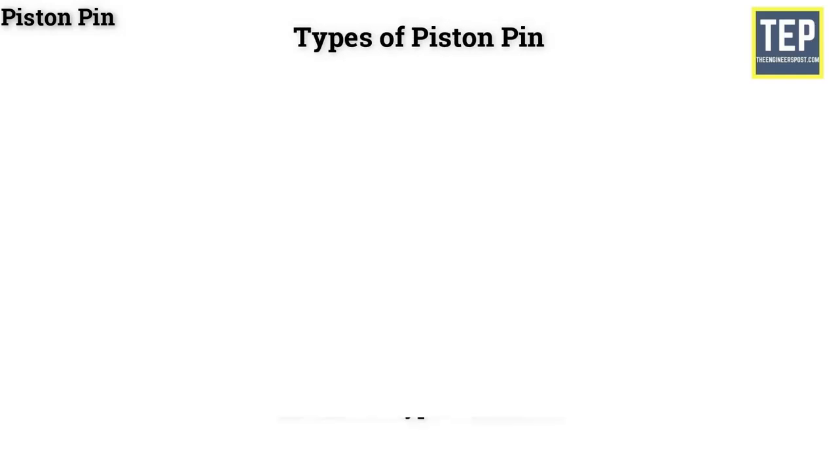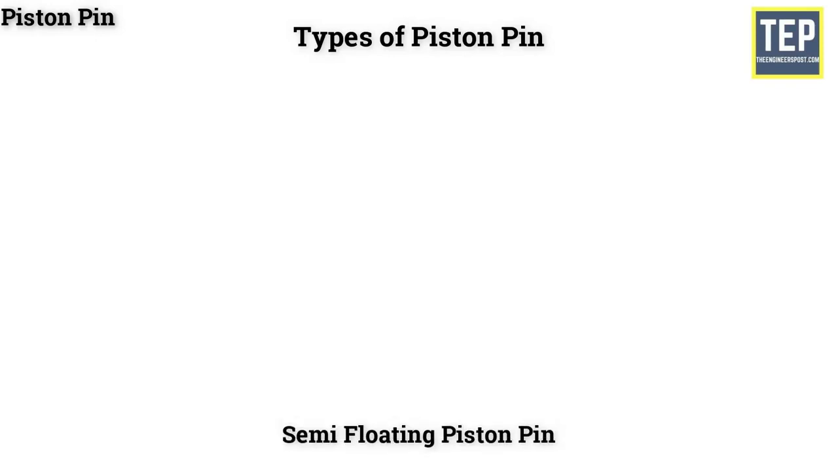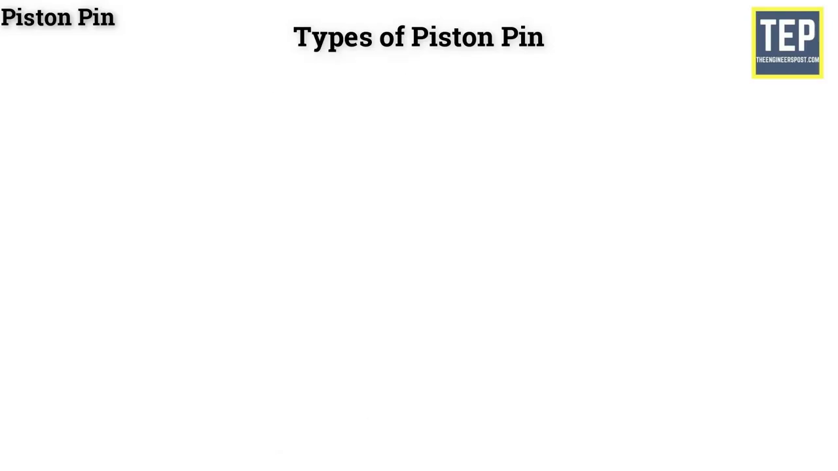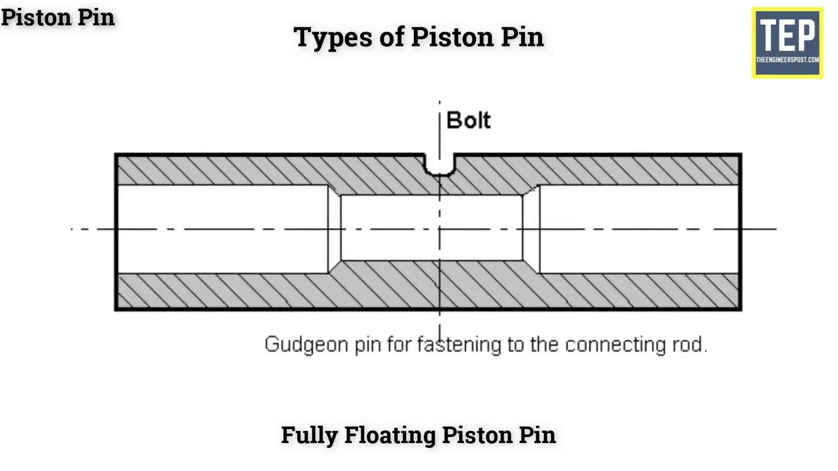They are set screw type piston pin. This pin is fastened to the piston by a set screw. Semi-floating piston pin. It is fastened to the connecting rod with the clamp screw. Fully floating piston pin. The pin floats in both the piston bosses and the small end of connecting rod. It is prevented from coming in contact with the cylinder wall by 2 circlips.